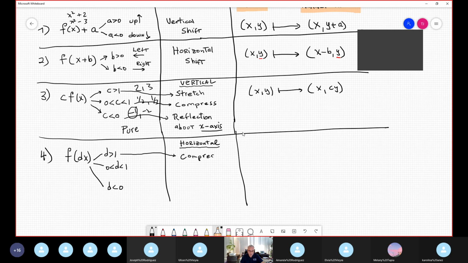Now, one more time: when you are doing the transformation inside the parenthesis, the effect is opposite to the effect outside the parenthesis. This is compressed, this is a stretch, and this is reflection. But reflection, let me explain a little, reflection about the y-axis.